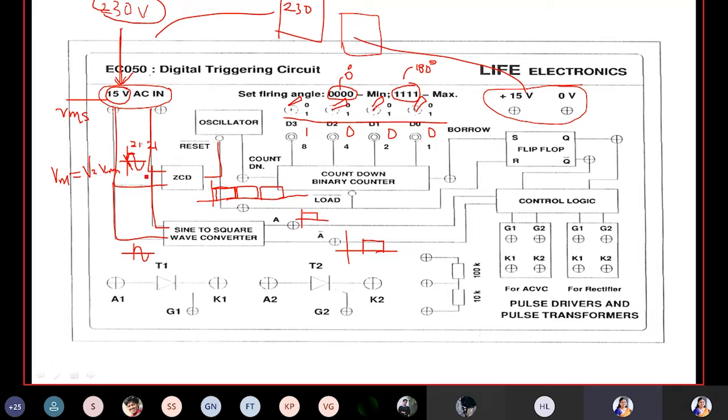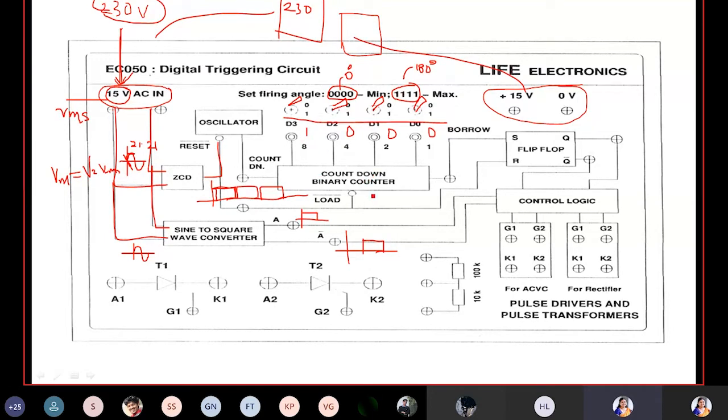The AC supply will appear at the terminals of the ZCD. ZCD will provide signals like this, and the same supply will appear across the sine to square wave converter, and at its output you will have signals like this. What is the sine to square wave converter doing? It will detect the positive half cycle and produce a pulse here, and it will detect the negative half cycle and produce a square complement of it at A dash.